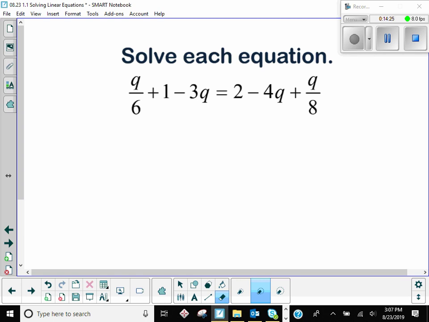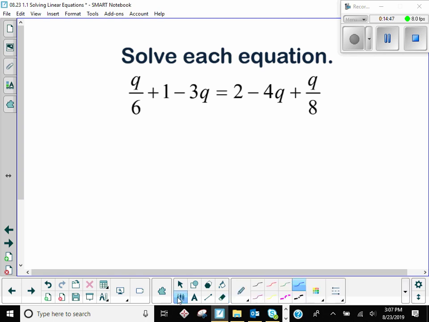What do you think? 18? 18 works for the 6, because if I had an 18 up here, 18 over 6 would reduce to 3, but 8 doesn't work. That doesn't go in evenly. 24. Is that what you're going to say? 24 absolutely works. So let's look at what happens when we multiply everything by 24.